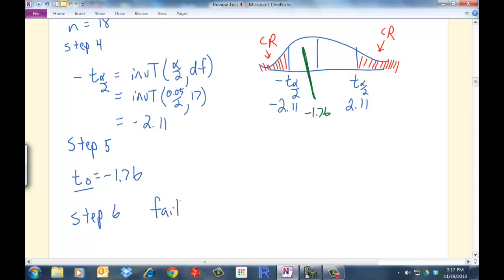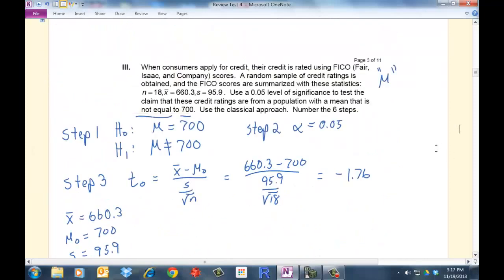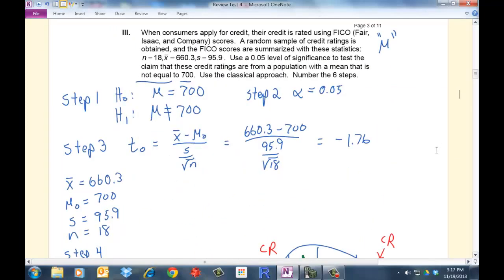So the conclusion here, step 6, is to fail to reject H0. Fail to reject H0. So again, we're saying that there is not enough evidence. The conclusion is that the results are not statistically significant. Therefore, we conclude there's not sufficient evidence to support the researcher's hypothesis.